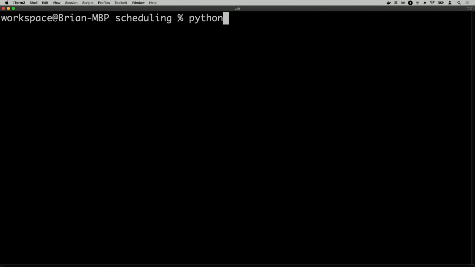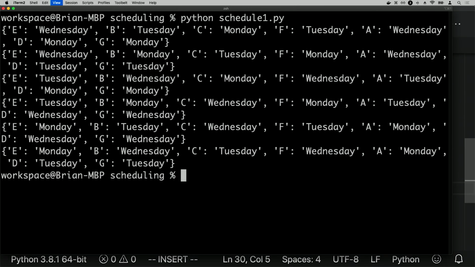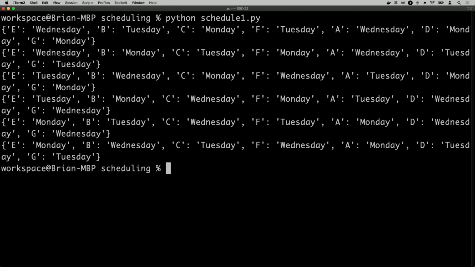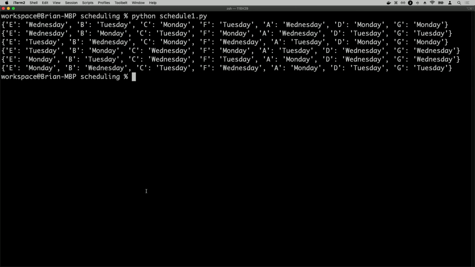And if I run python schedule1.py, I now see there are actually a number of different solutions that can be used to solve the problem. There are, in fact, 6 different solutions, assignments of variables to values, that will give me a satisfactory answer to this constraint satisfaction problem.